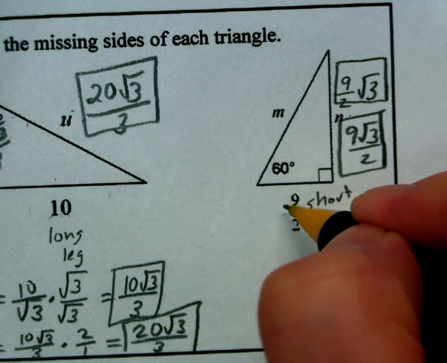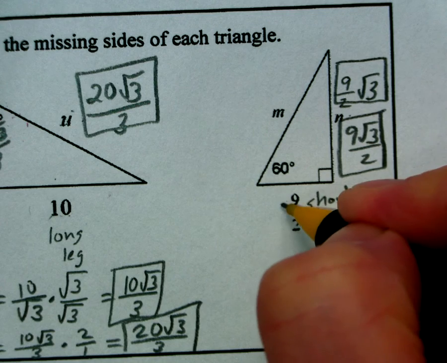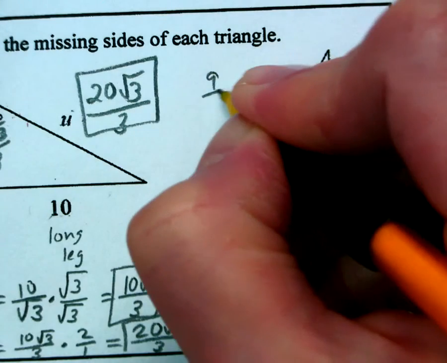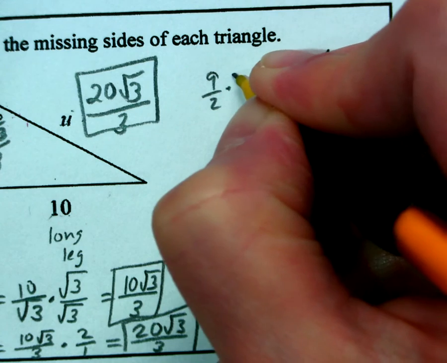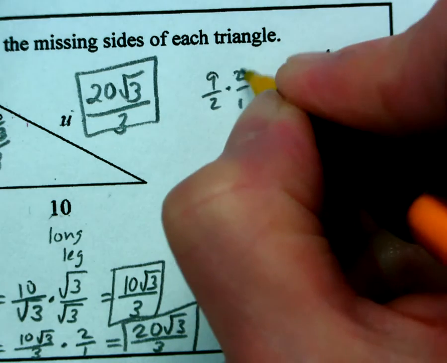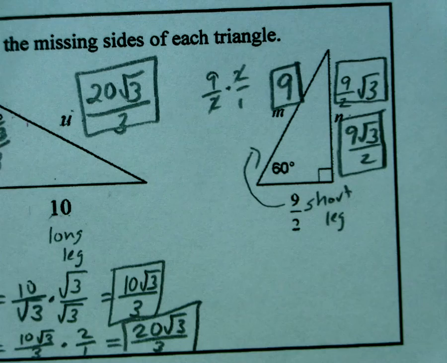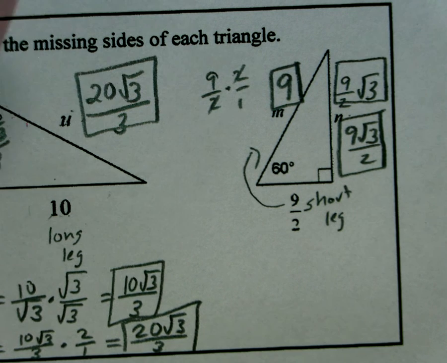And then to get to the hypotenuse, we have to double it. So I would take 9/2 and multiply it by 2, which would be 2 over 1, which would cancel this, which means that m is going to be 9. Okay, so kind of weird.